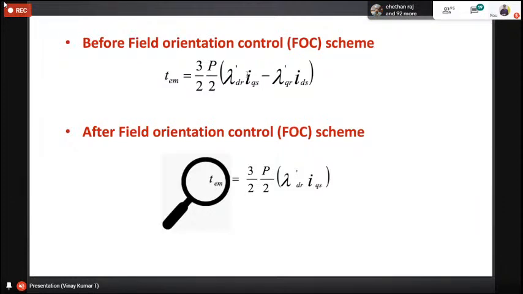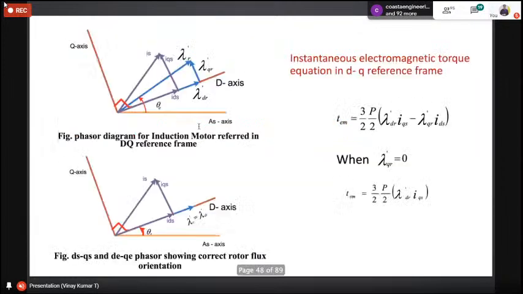So the second step is orientation. What is orientation? I will try to explain using this phasor diagram. This is the mathematical phasor diagram of the rotor flux after applying the Clarke transformation.